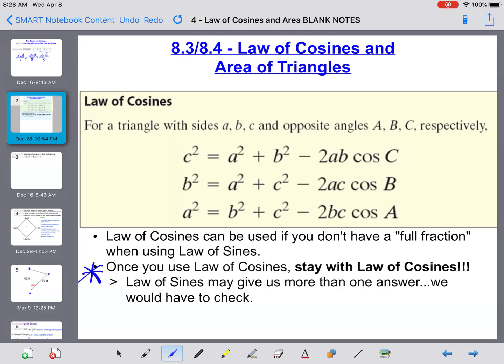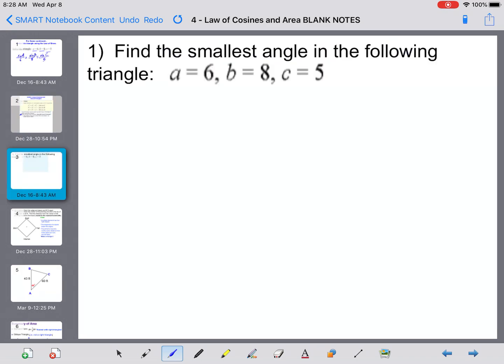And here's the trick, though. This is pretty important. Once you start with law of cosines, stay with it. Don't go back and flip-flop to law of sines. What might happen is if you don't do things in the right order, you might accidentally walk back into an ambiguous case in law of sines. So, real simple, the general rule is when you start with law of cosines, stick with law of cosines. Okay? So, let me show you a quick example of how this works.